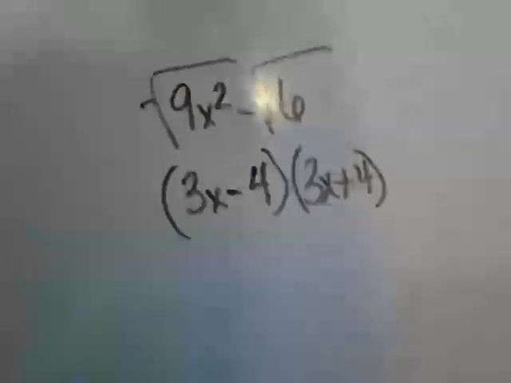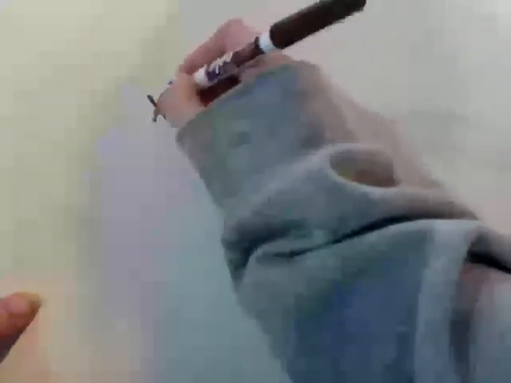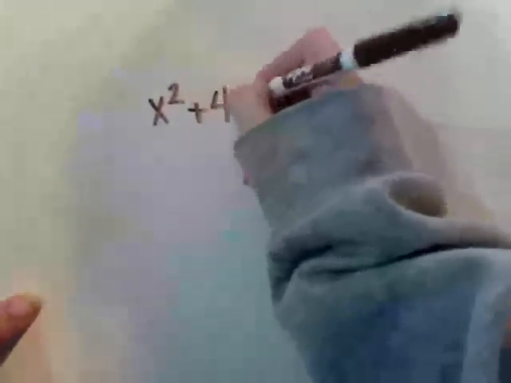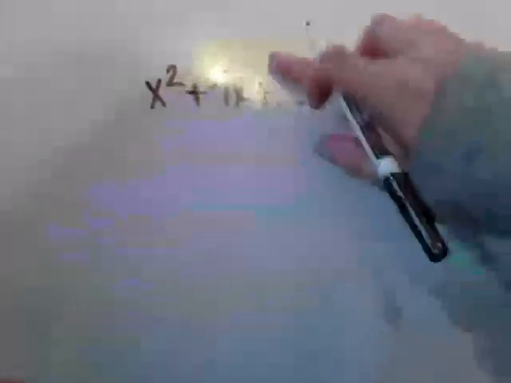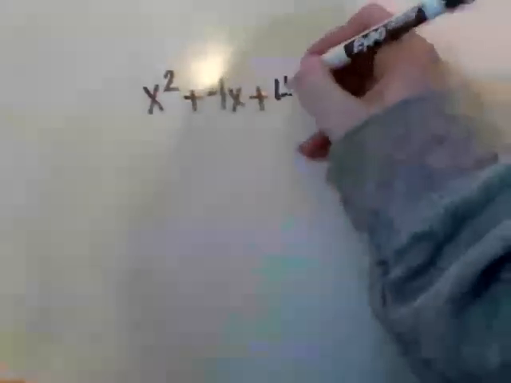Now a perfect square is going to look a little bit different. A perfect square might look something like x squared plus 4x plus 4. They're a little bit more difficult to recognize, and so often we just factor those normally.